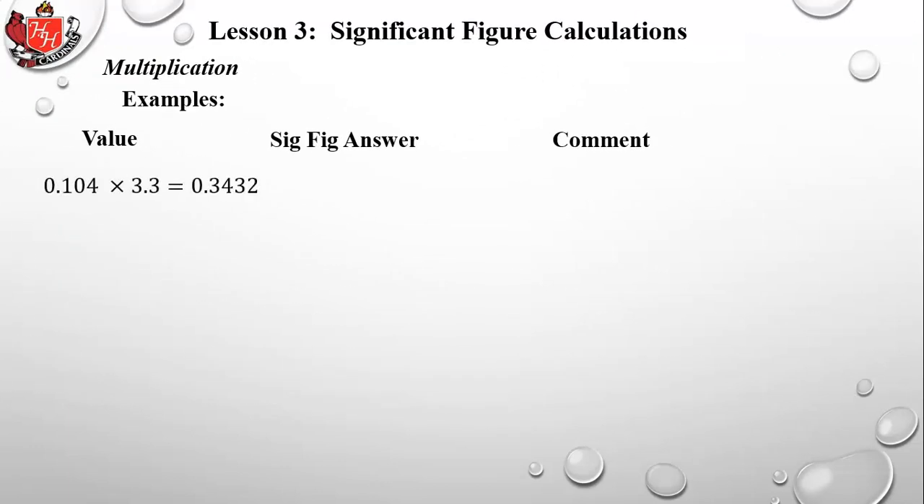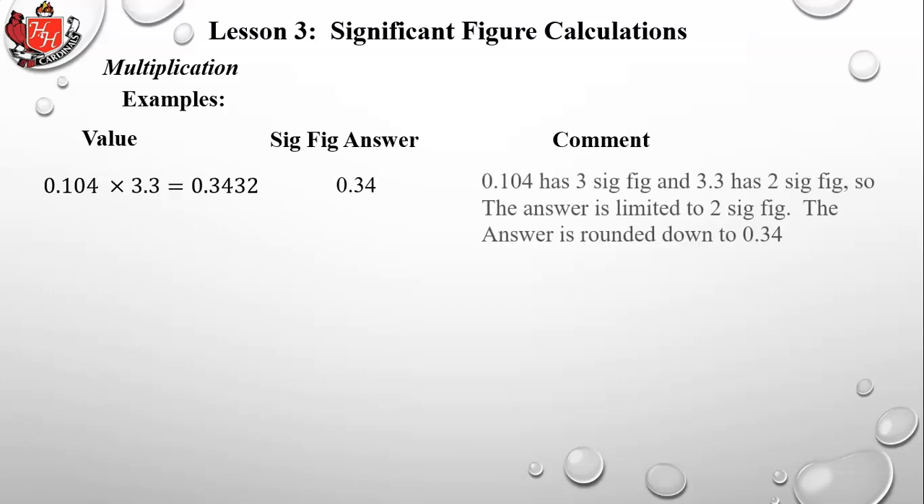Okay, how about this? What you're seeing there is the calculator answer for multiplying these 2 numbers, 0.3432. So the significant figure answer would be 0.34. It can only have 2 significant figures because 3.3 has only 2 significant figures. So 0.104 has 3 significant figures and 3.3 has 2 significant figures, so the answer is limited to 2 significant figures. The answer is rounded down to 0.34.